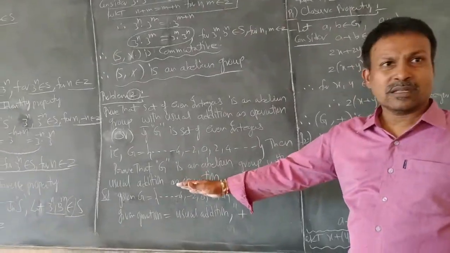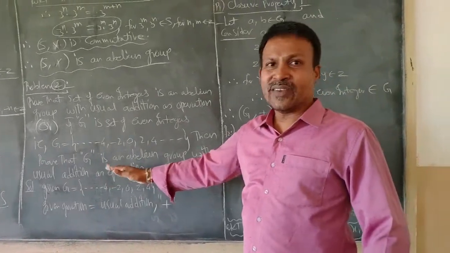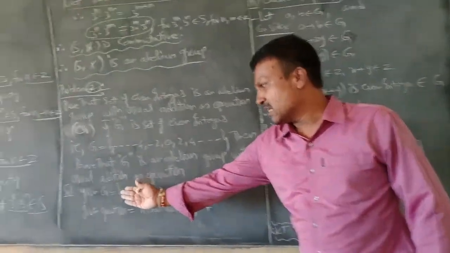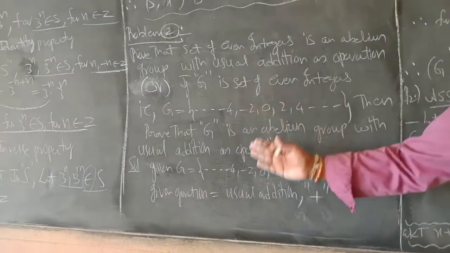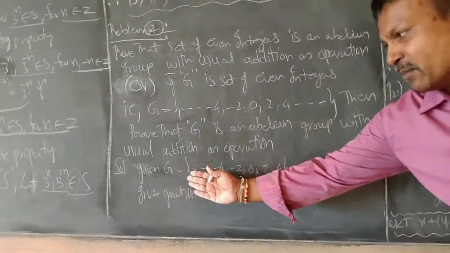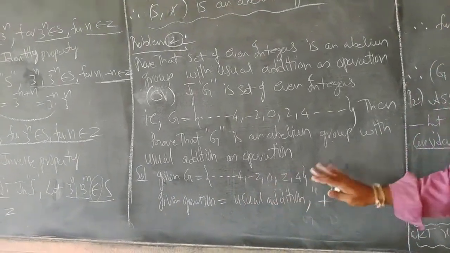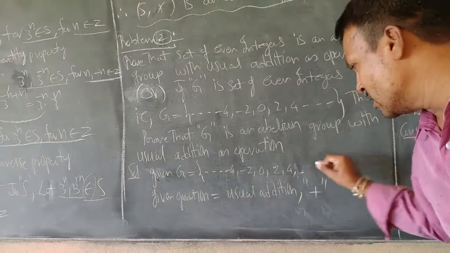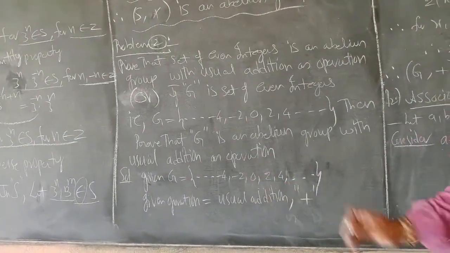So, what should we write in the starting part of the solution? Let us write the given part. The given part is the set of even integers. G is equal to, they have already generated the elements of set G. So, G contains the elements ..., -4, -2, 0, 2, 4, and so on. And the given operation is usual addition, that is plus.